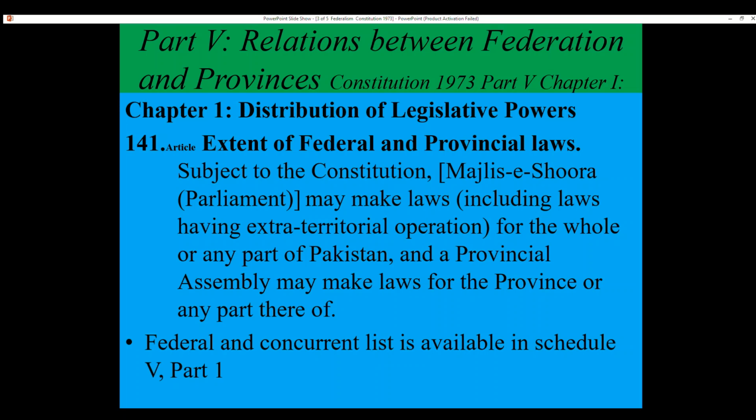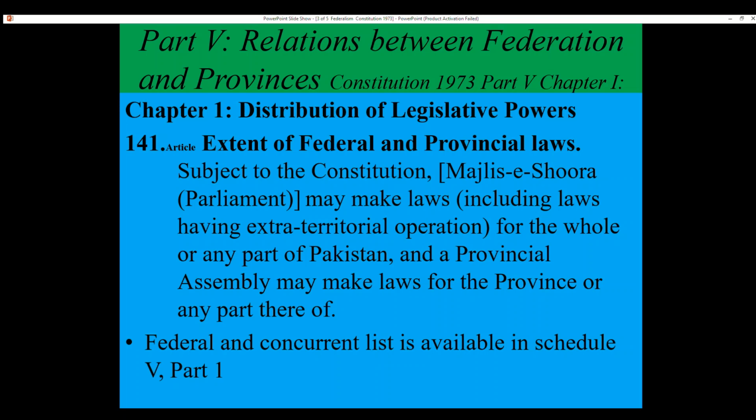So, it is very clear the central government is empowered to make laws for the whole country, and that will be implemented in the whole country, and provinces are empowered to legislate in their respective list, and that will be for their province. The detail of the federal and concurrent list can be seen in Part 5th of Schedule 5th, Part 1.